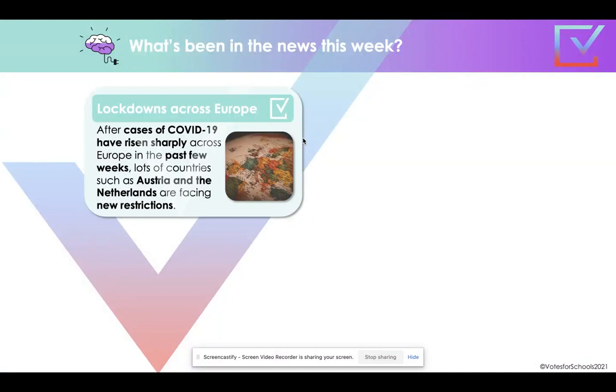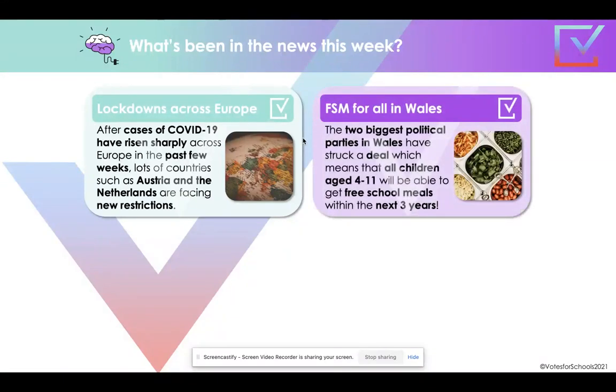After cases of COVID-19 have risen sharply across Europe in the past few weeks, lots of countries such as Austria and the Netherlands are facing further new restrictions. And you will see that in the news over the weekend, we are also going back into having to wear masks on public transport.